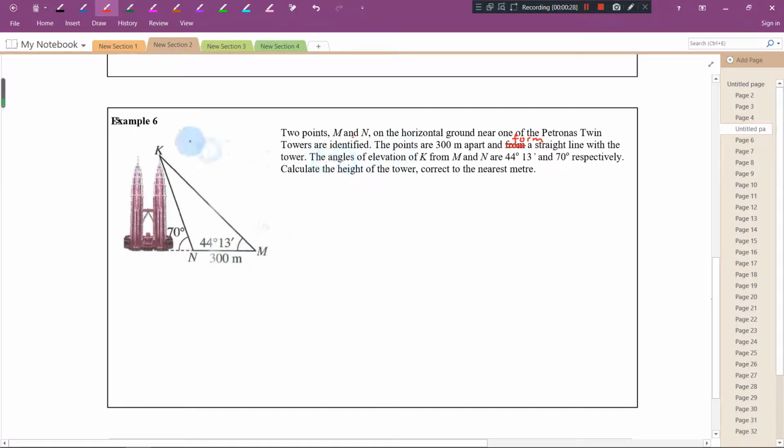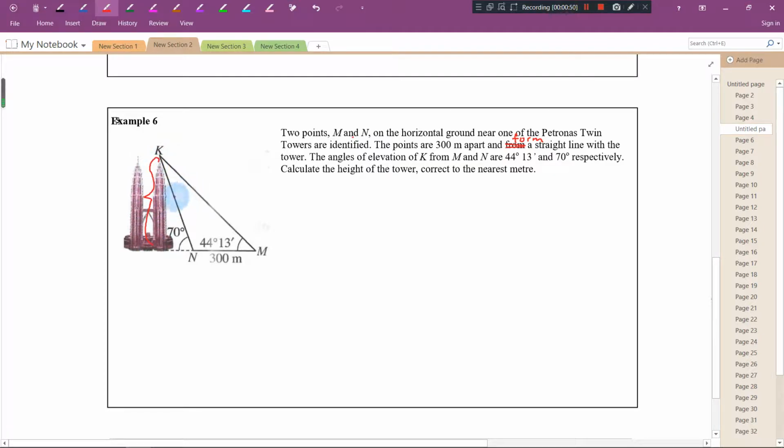The angle of elevation of K from point M is 44 degrees 30 minutes, and the angle of elevation of K from point N is 70 degrees. Calculate the height of the towers correct to the nearest meter. So we are looking for the height of the twin tower.